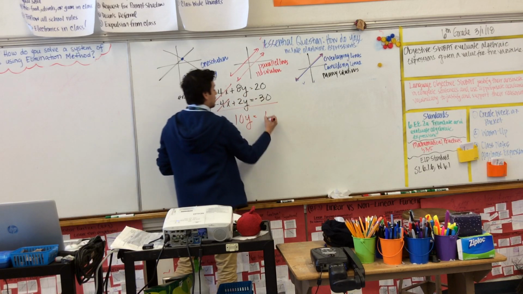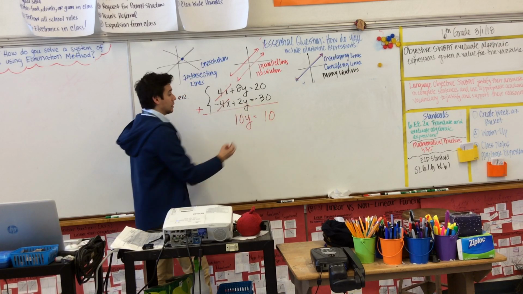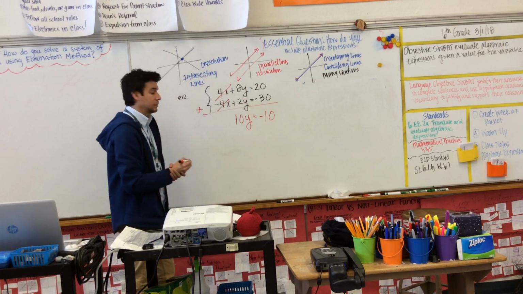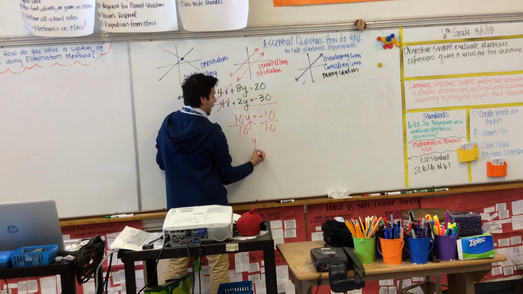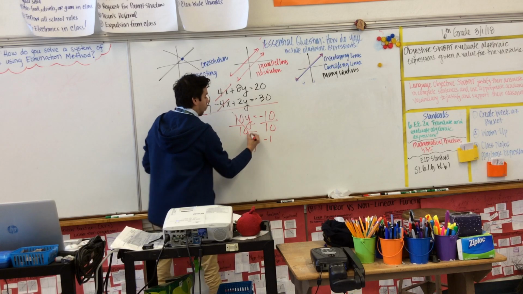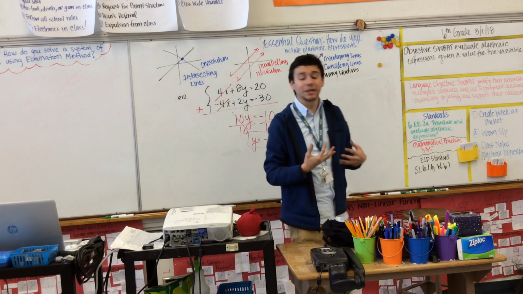So that will give me 10. Keep the sign of the bigger number, so we'll have more negatives. Negative 10 divided by 10, divided by 10, y equals negative 1. And a lot of students are like, I'm done. That's it. No, you're not.